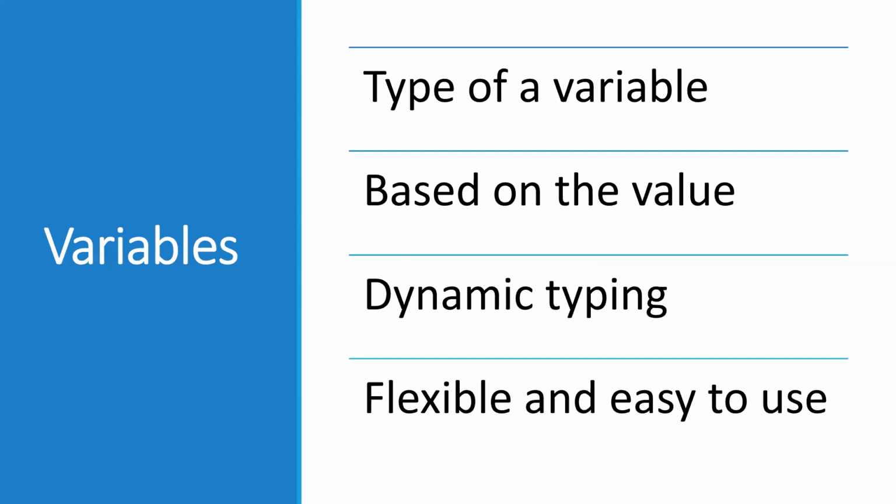In Python, you don't need to explicitly declare the type of a variable. The type is inferred based on the value you assign to it. This feature is called dynamic typing and is one of the reasons why Python is so flexible and easy to use.